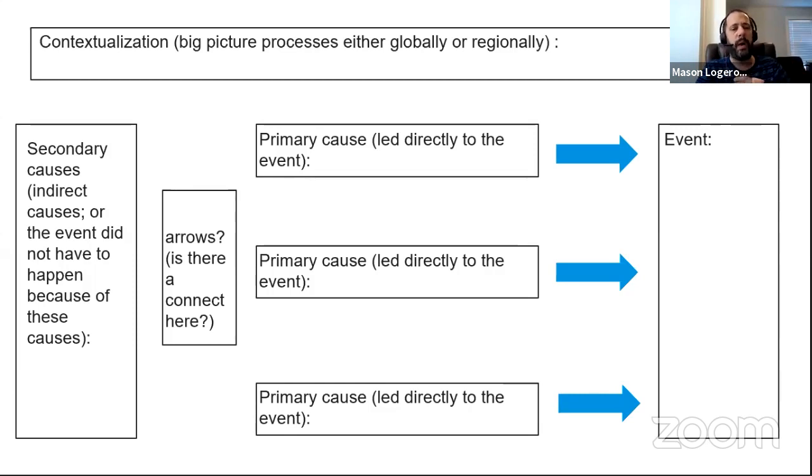Now, also notice I have a box there with arrows in it. And I put arrows question mark because sometimes secondary causes have a one-to-one correlation. I keep saying sources, don't I? Okay, I'm going to keep screwing that up today. We're not talking about primary and secondary sources. That's a totally different thing. If I say sources, I mean causes, okay? Anyway, sometimes there is a one-to-one correlation, secondary cause to primary cause to event. But most of the time it gets a lot messier. And I'll show you what I mean with an example here in a second.